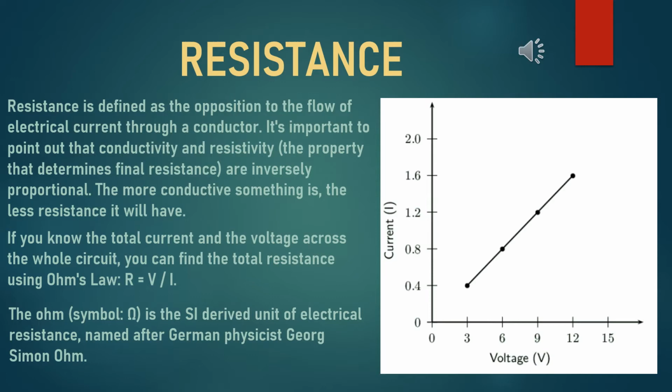Now see the graph. I have plotted V along the x-axis. I have plotted I along the y-axis. So if you draw the graph, you will get a straight line, that is the R, or resistance graph. So the V versus I graph, from which we get R, is a straight line.